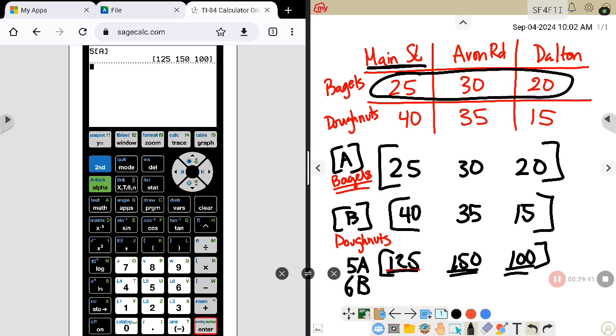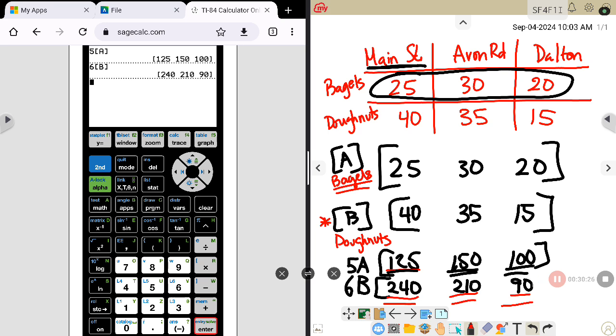So 6, and where did we put the donuts? We put the donuts here in matrix B. So I want to know 6 times second matrix down to B, enter, and enter. So here, this represents 240, 210, and 90. So this 6 times B is showing the profit on Main Street's donuts in 1 week. So 240, Avon Road would be 210, and Dalton's would be 90.